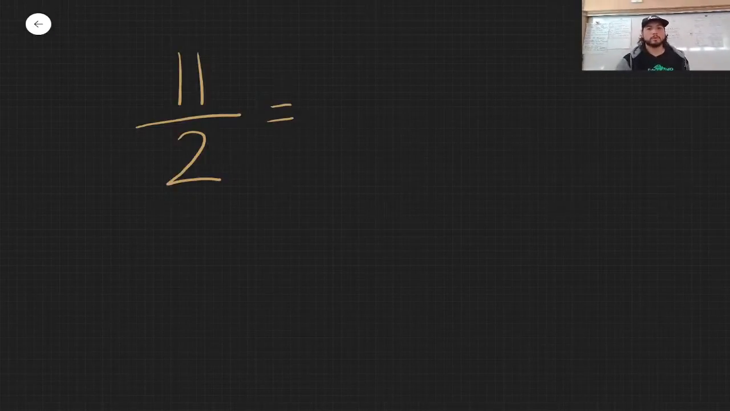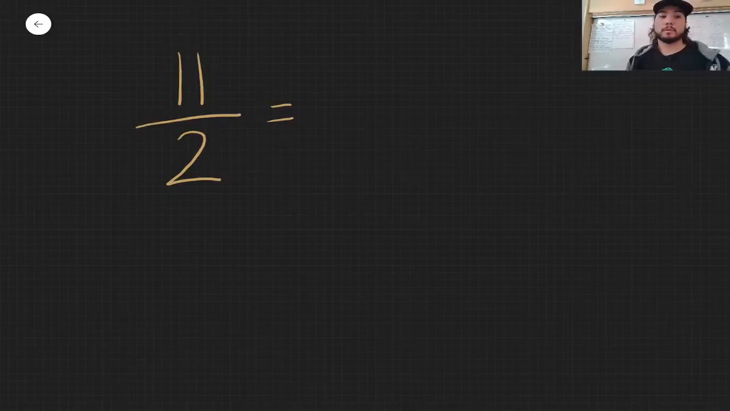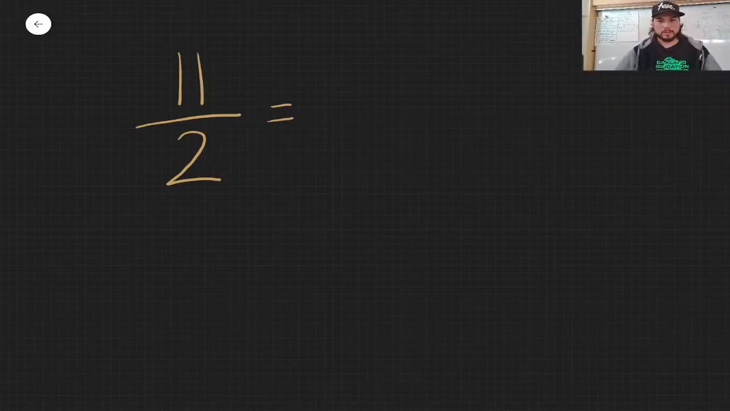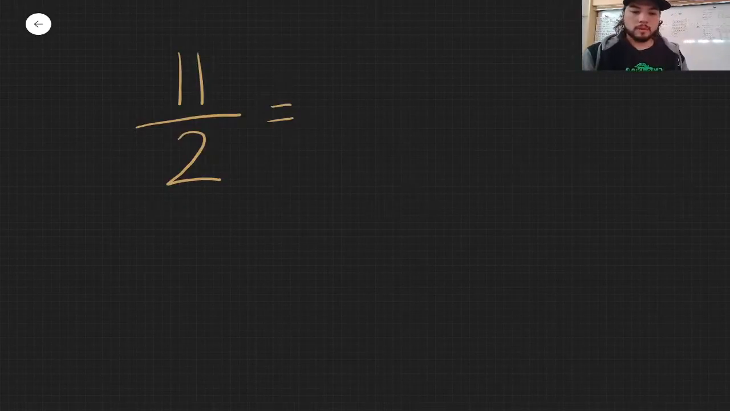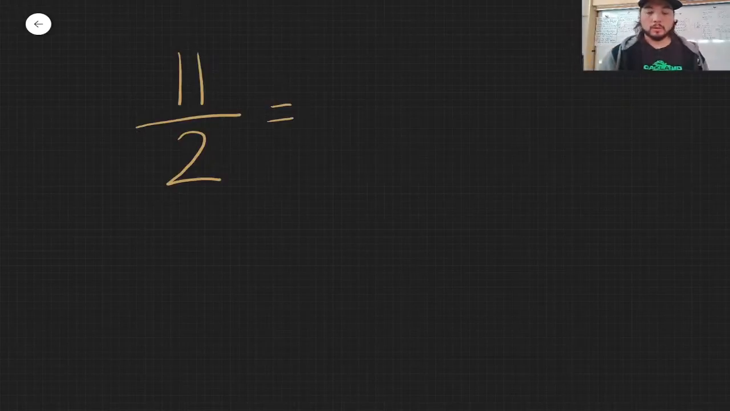Right, what group or what is going to be our group here? How many halves equal 1? And then how many groups of that amount can you make with 11? Right, so because we're in halves, we're going to be making groups of 2 halves. So how many groups of 2 can you make with 11?